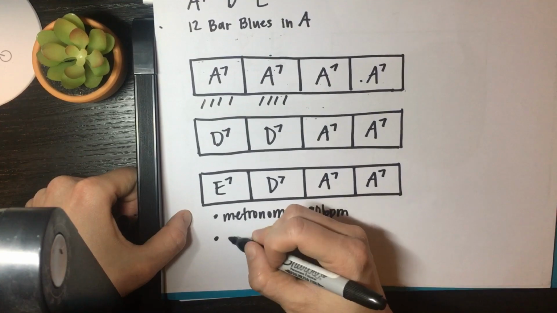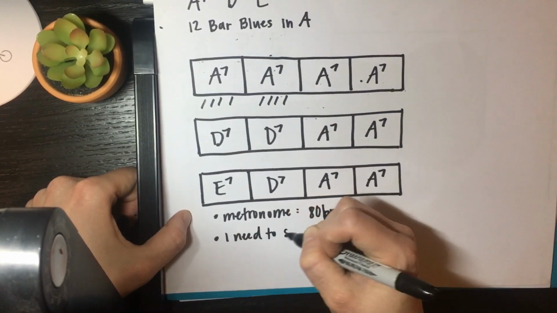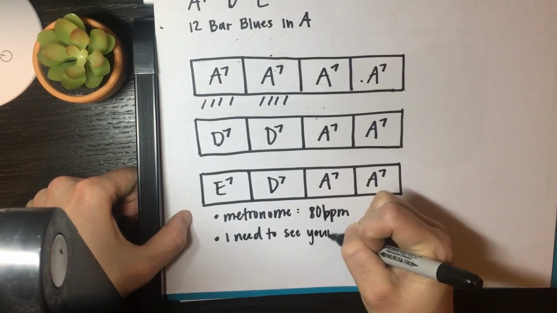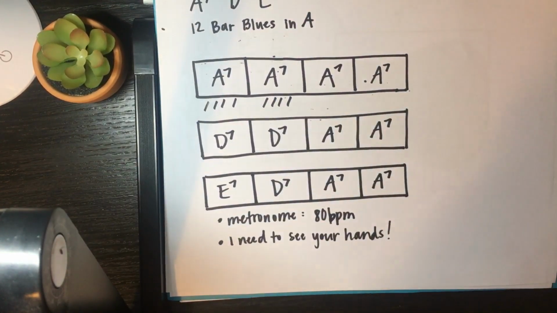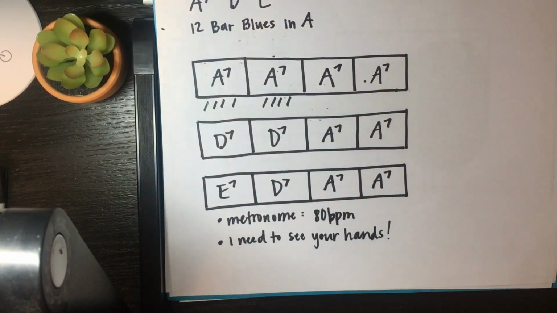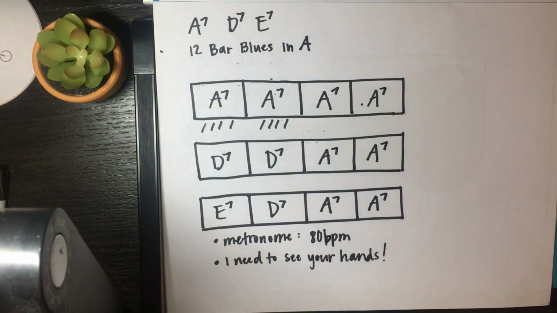And then make sure I can see your hands. I need to see your hands. So you don't have to show your face if you don't want to, but I do need to see both your hands so I can see what you're playing. So this is how you're playing a 12-bar blues. If you have any questions, please let me know.